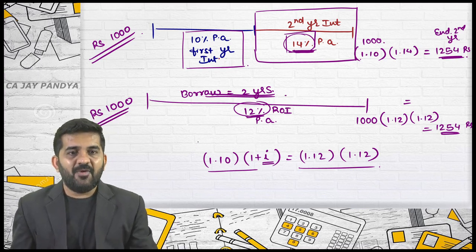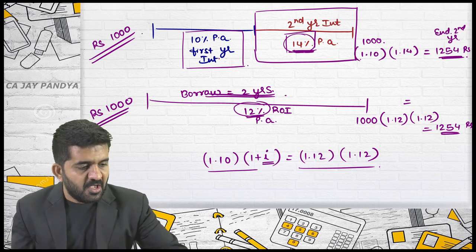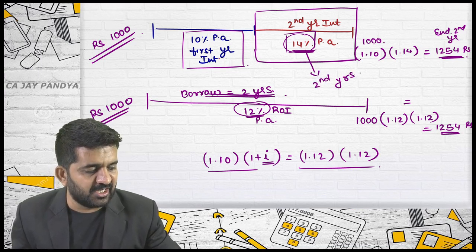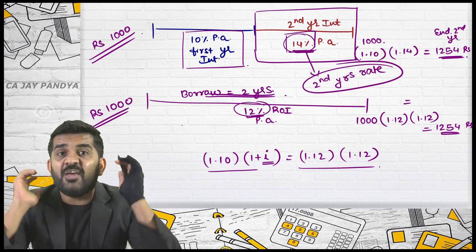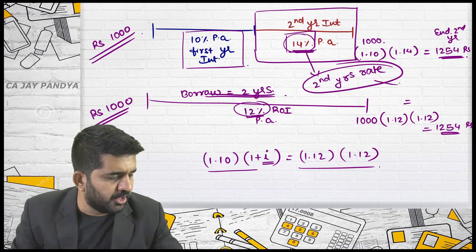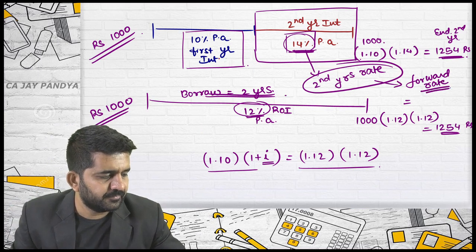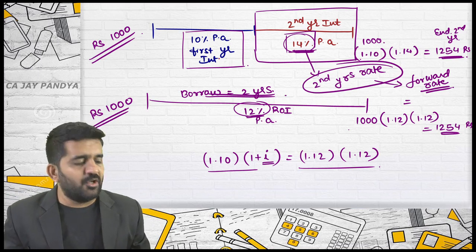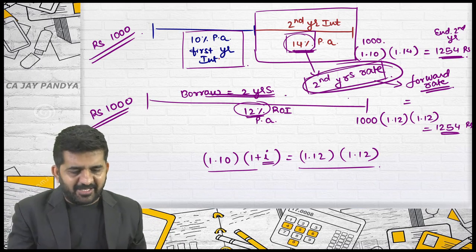Is it alright? So when I say 10%, it is 1 year's rate per annum. When I say 12%, it is 2 years' rate per annum. When I speak 14%, it is the second year's rate. And as it is the second year, if you want to borrow the loan only for the second year, that is in future, this is termed as forward rate. So this is just the understanding of forward rate.